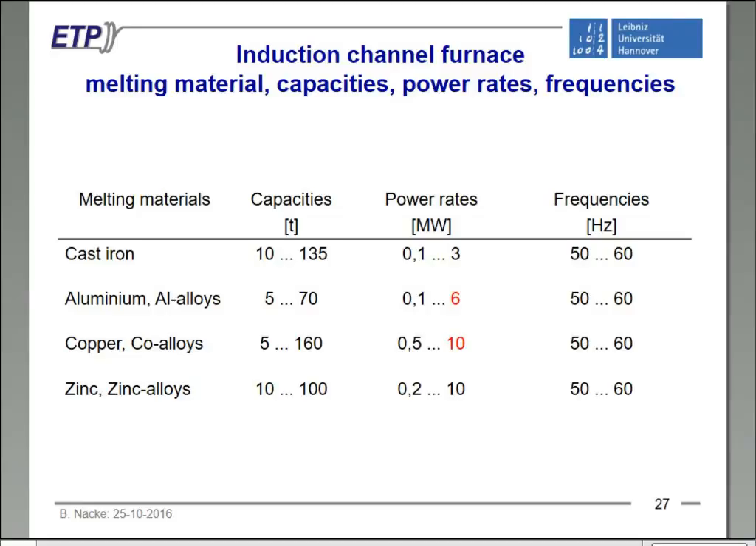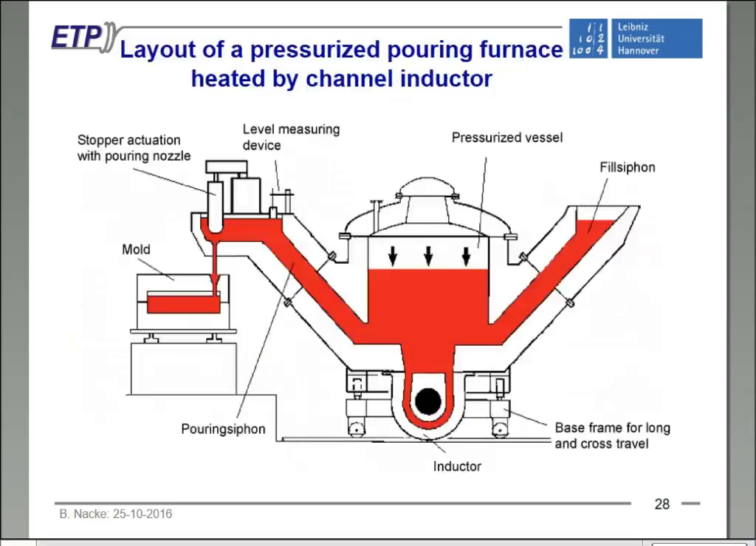For zinc, it is classical that they use several inductors. The furnace capacities are quite big, of course. We have the chance here to use a big vessel for these channel type furnaces, up to 160 tons. So maybe shortly, another use of the channel furnace is as a pouring furnace, which is an automated pouring furnace.